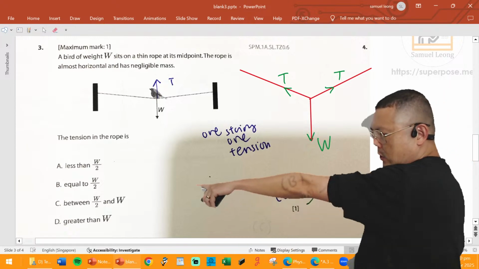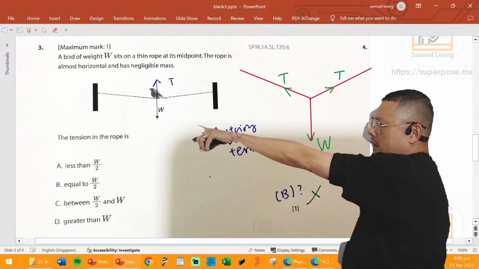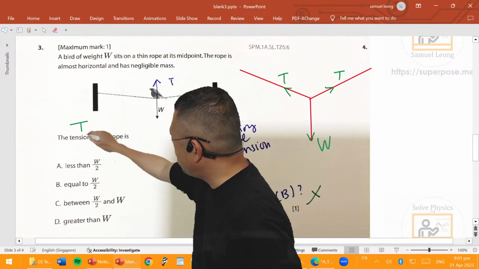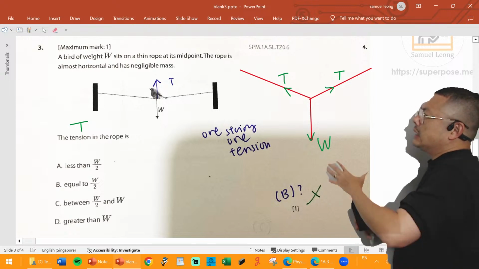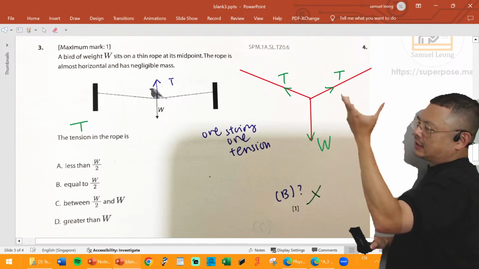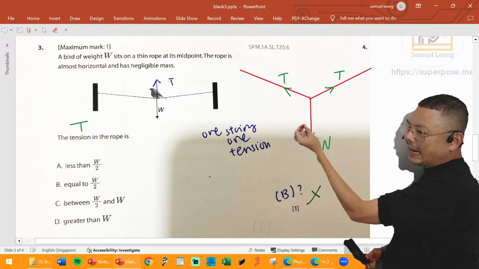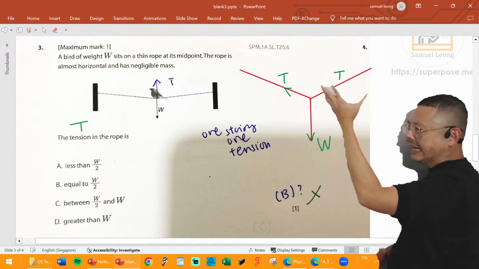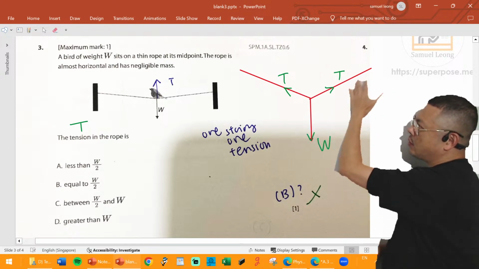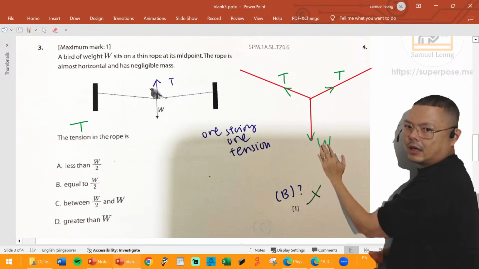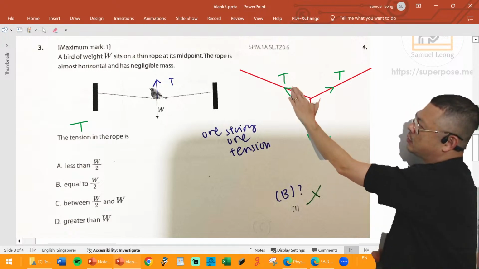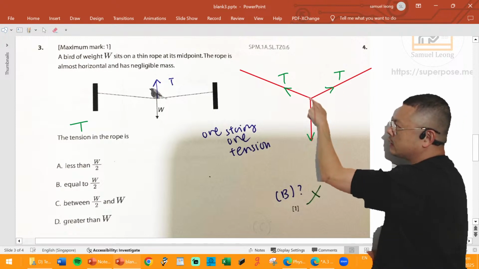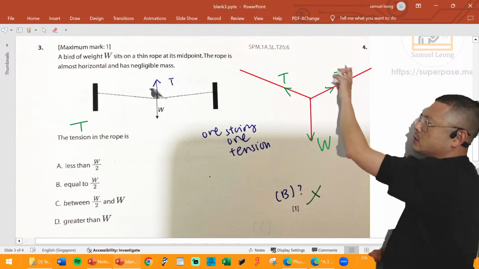What they want you to do is compare the tension to the weight. The most important part of this question, the crux of it, is to be able to draw these forces correctly. Understand that even though it's one string, one tension, there are actually two tensions, one pointing this way and one pointing this way, supporting the bird.